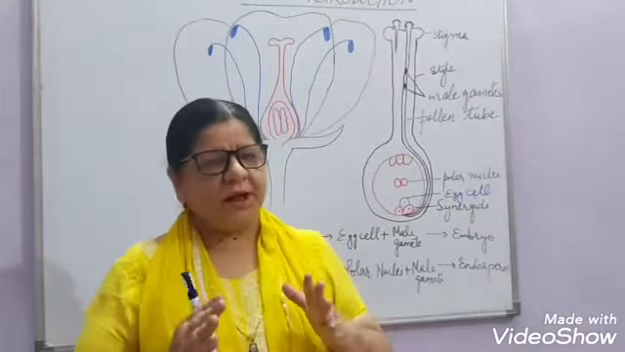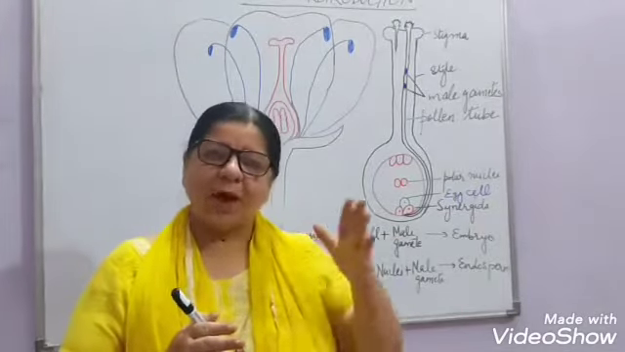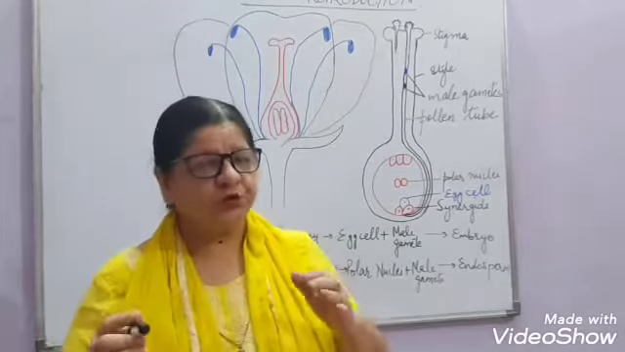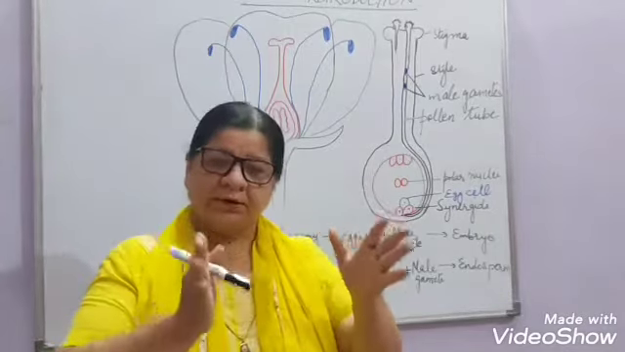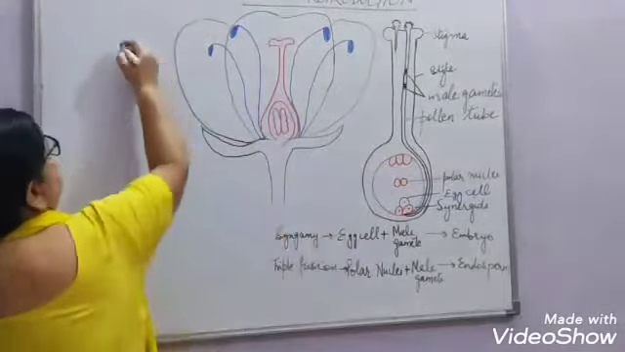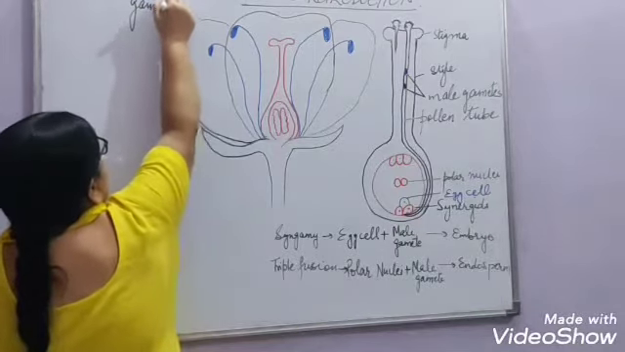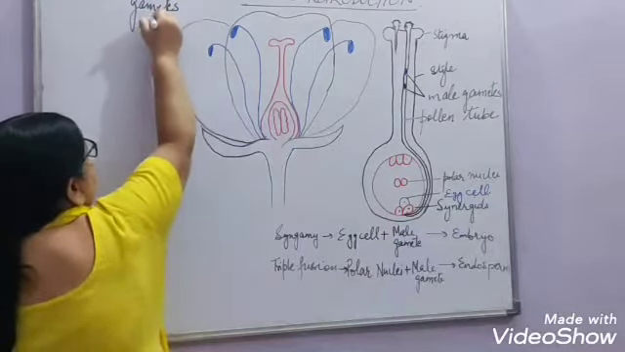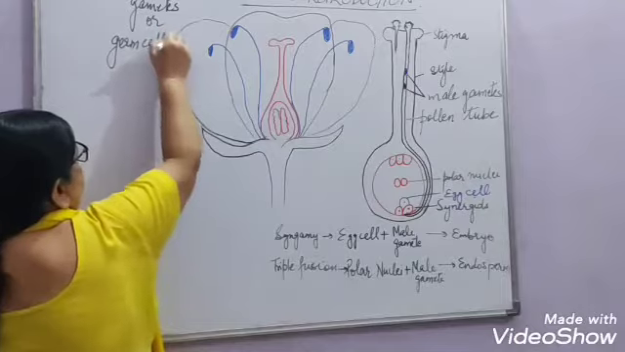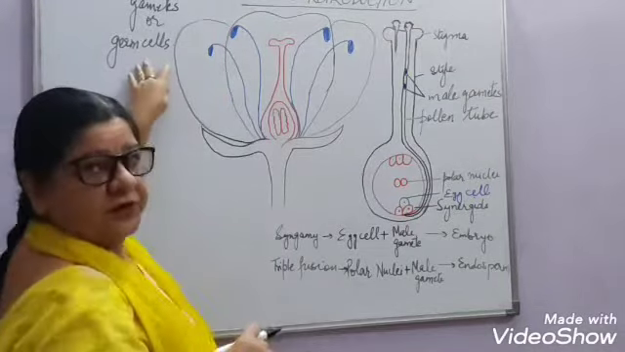Now sexual reproduction involves two parents, one male and one female, right? So there is a fusion of two different sex cells. These sex cells are also known as gametes or the germ cells.